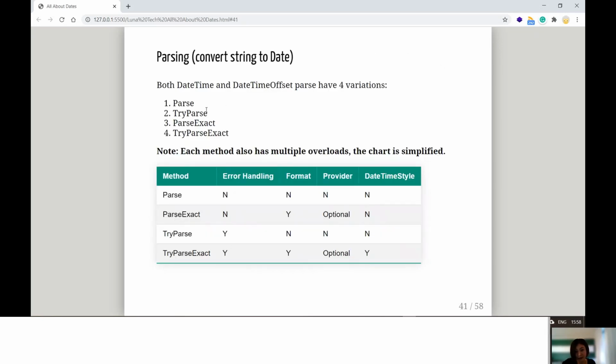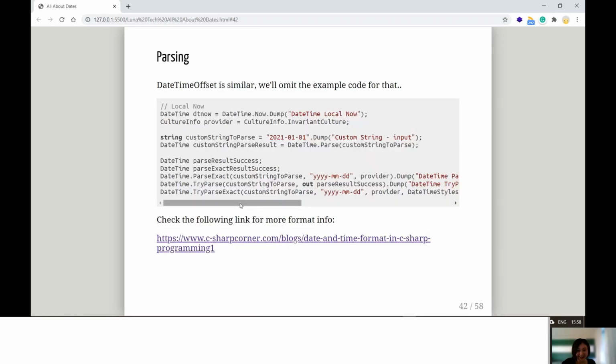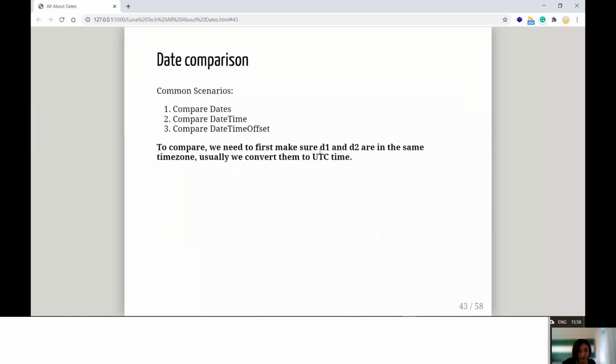So parsing, TryParse will handle the errors. Parse will just fail, which is not good. And if you use ParseExact, it needs to have the exact format. And that's why we are having issue now for the invoker. Okay, so I don't want to go into detail now because I think most of us have experienced this.